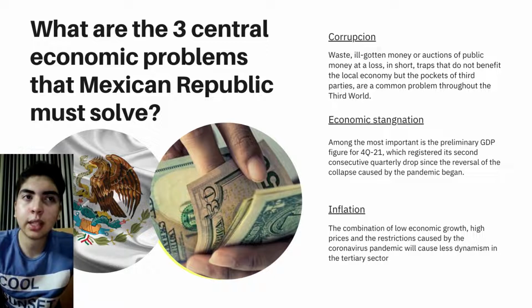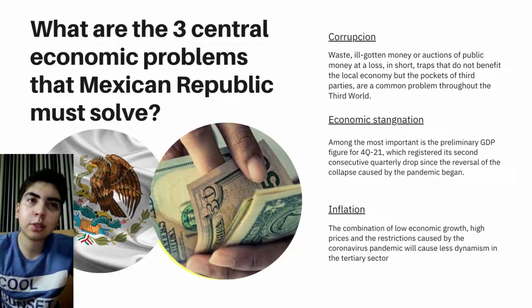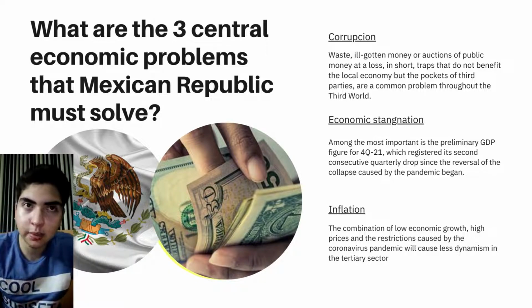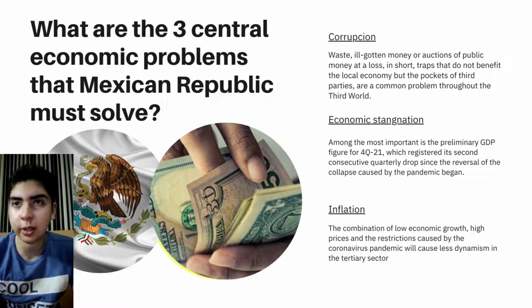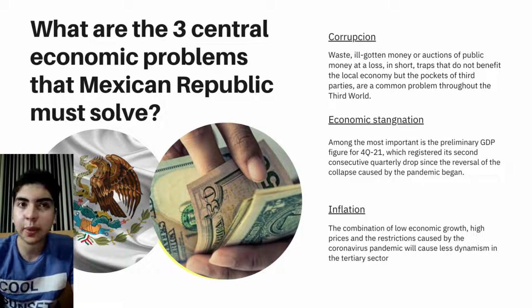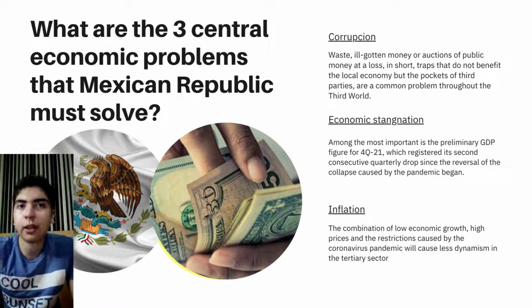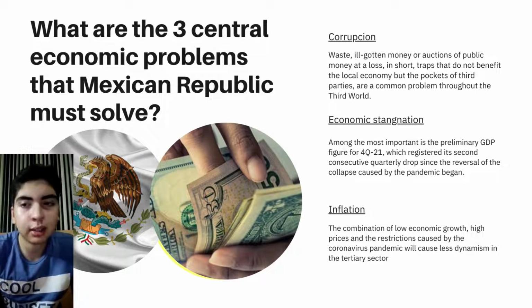Another problem could be the economic stagnation. Among the most important is the preliminary GDP figure for 4Q21, which registered its second consecutive quarterly drop since the reversal of the collapse caused by the pandemic. And this generates three consequences. The first one is that business confidence in the three sectors measured by INEGI fell. The second consequence is that consumer confidence posted its second consecutive fall, compared with last month.